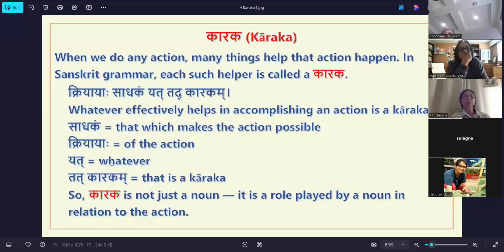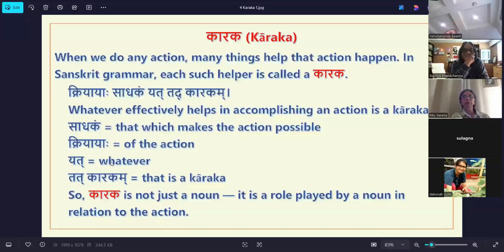Sadhakam. Sadhaka means that which helps to do. Yat means that. Yat kriyaya sadhakam: that which helps to do an action. Tat karakam. That is called karaka. Simple definition: whatever effectively helps in accomplishing an action is a karaka.